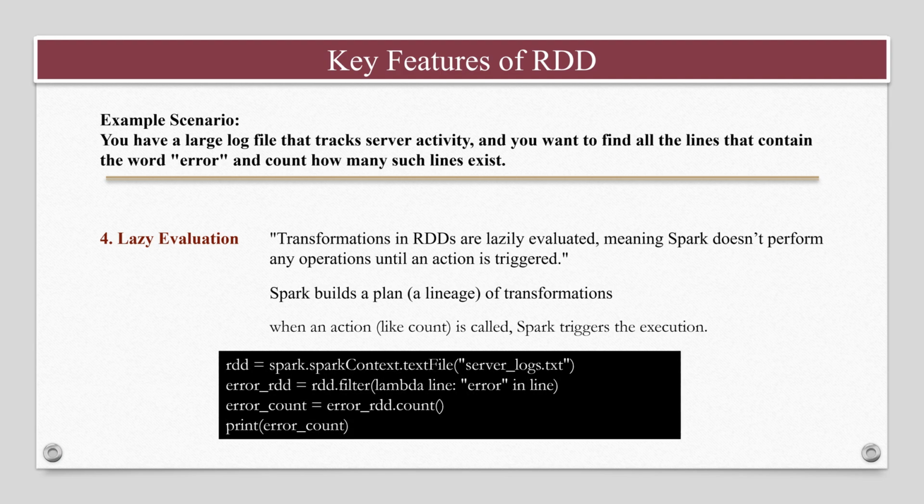In the given example, an RDD is created from the log file, and error_RDD, the new RDD, is created using the filter transformation, but the data isn't actually processed until we call an action like count. Only when the count function is called does Spark start processing the data and apply the filter operation on all partitions. So these are all the features of RDDs.